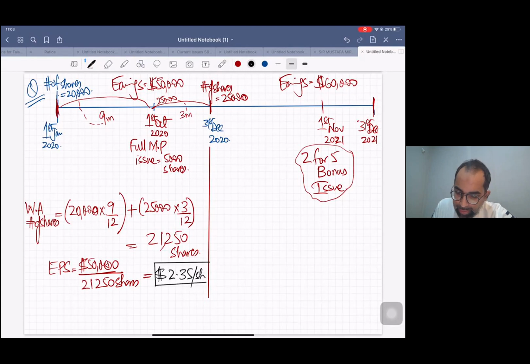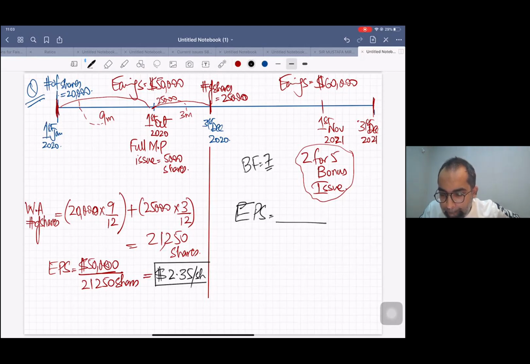Now, what will happen in the second year? In the second year, there is a bonus issue of 2 for 5, which is 40%. So with 40%, the bonus fraction I already taught you is 7/5. BF, bonus fraction, is 7/5.